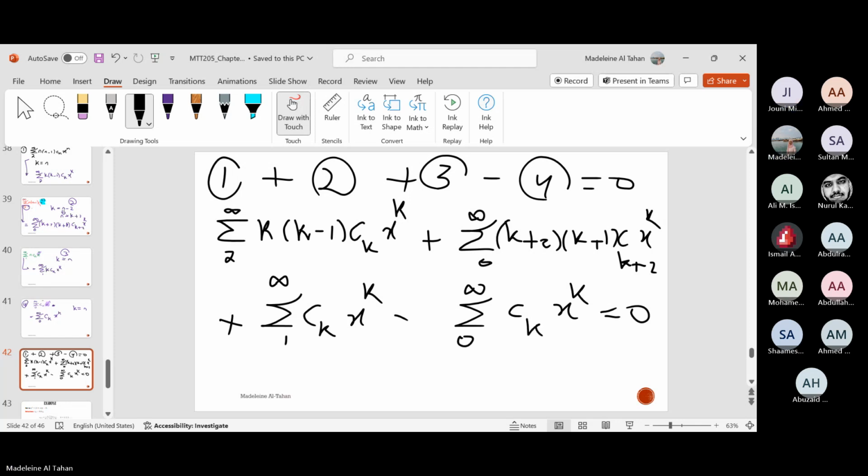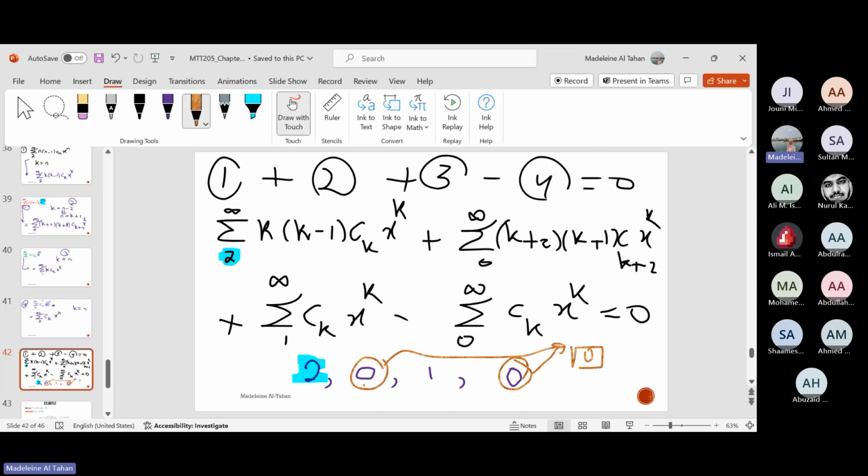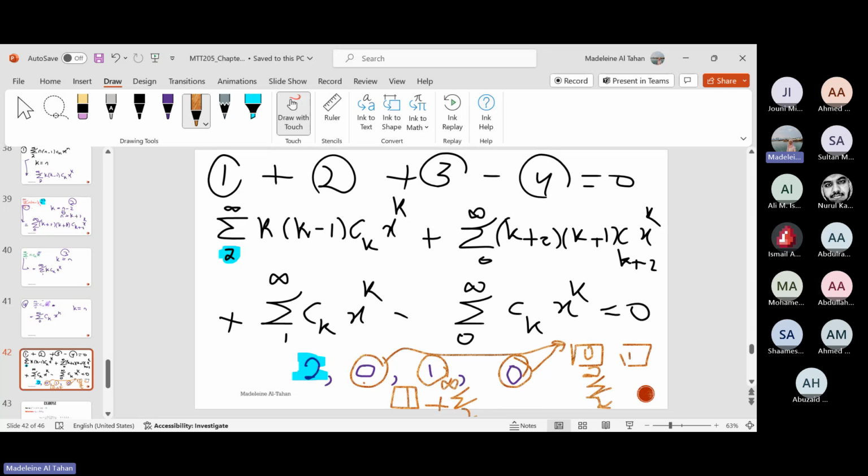Perfect. Okay, miss. Look what we have: we have 2, we have 0, we have 1, we have 0. So all of them should start at 2, right? The 0 that is here and the 0 that is here, we will combine them together, have them at 0, at 1, and then sigma from 2 to infinity. This one, we will have it first at 1 plus sigma from 2 to infinity. Okay, miss?